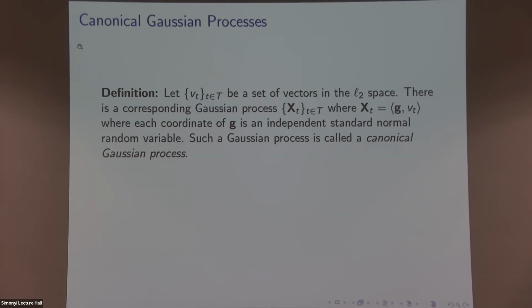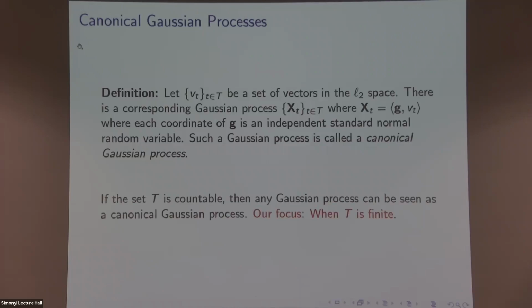This is a very canonical way of generating a Gaussian process, because if you define your random variables like this, then any finite linear combination of them is a Gaussian. Yes, the same G is used for all of them. Think of an n-dimensional space: you generate a standard normal in that space, and to get the t-th random variable, you take the inner product of this Gaussian with the t-th vector.